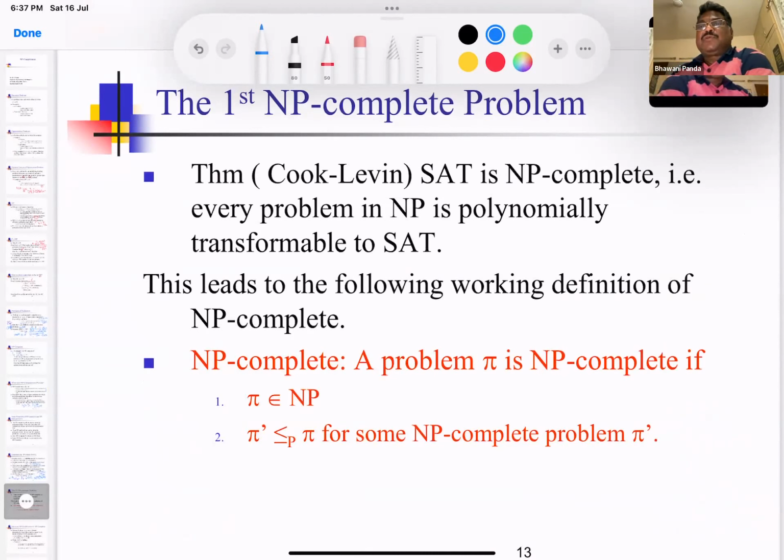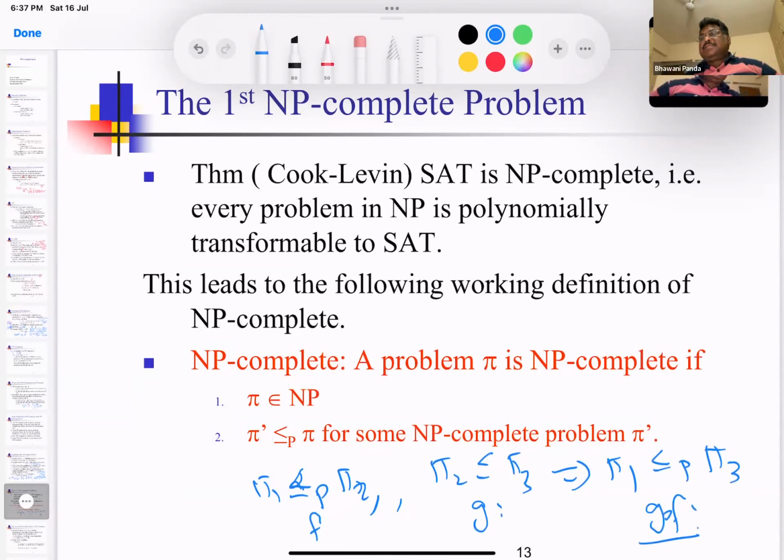So pi1 is polynomially reducible to pi2, and pi2 is polynomially reducible to pi3, which implies pi1 is polynomially reducible to pi3. Suppose f is the reduction from pi1 to pi2, and g is the reduction from pi2 to pi3. What will be the reduction from pi1 to pi3? It is g of f. The composite function g of f will be a reduction from pi1 to pi3. So this relation is a transitive relation.